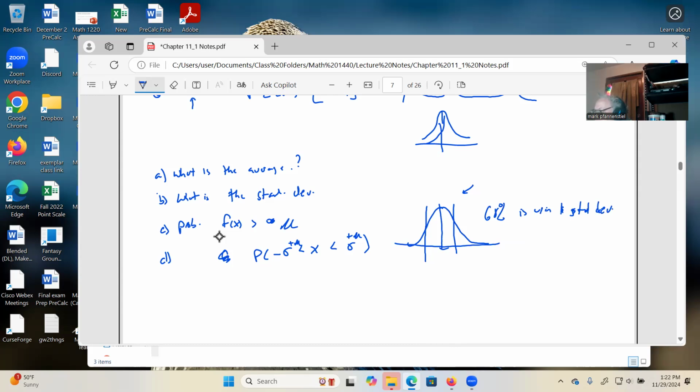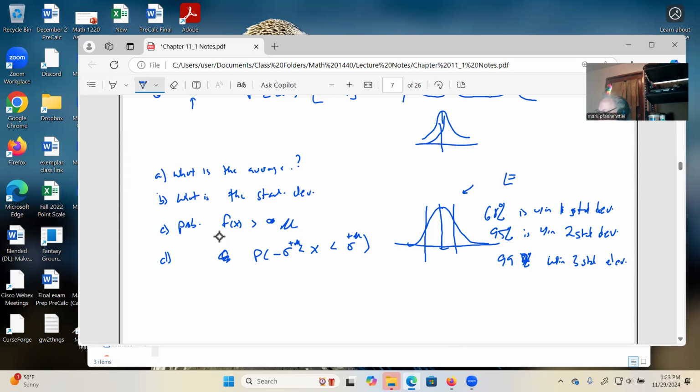of the mean. 95% is within 2 standard deviations. And 99.7% is within 3 standard deviations of the mean. Now, we're only going to ask you for 1 standard deviation. We just want to know what 1 standard deviation of the mean is.